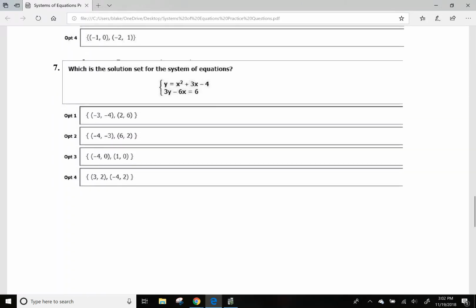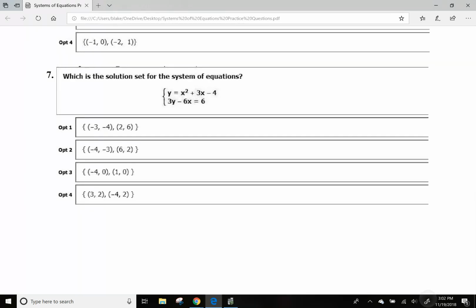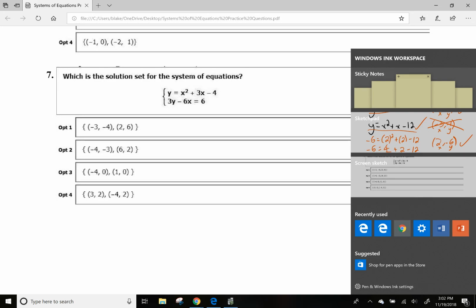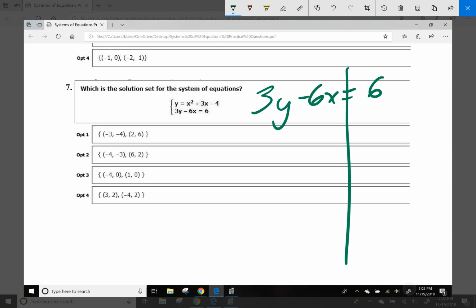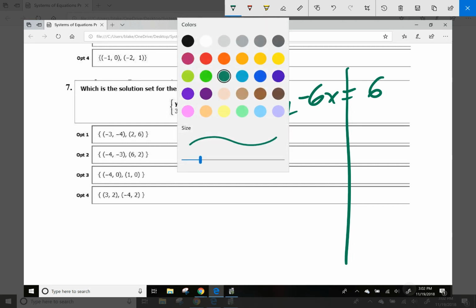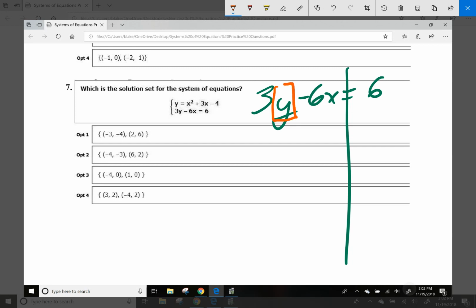For number 7, it's just a little bit more work. It's the same exact question, but notice the second equation is not set up in slope-intercept form, so that's the first thing you need to worry about. We're going to put the first equation in the calculator in a second, but the second equation, 3y minus 6x equals 6, I need to set up with y by itself. So I'm focused on y, trying to isolate it.